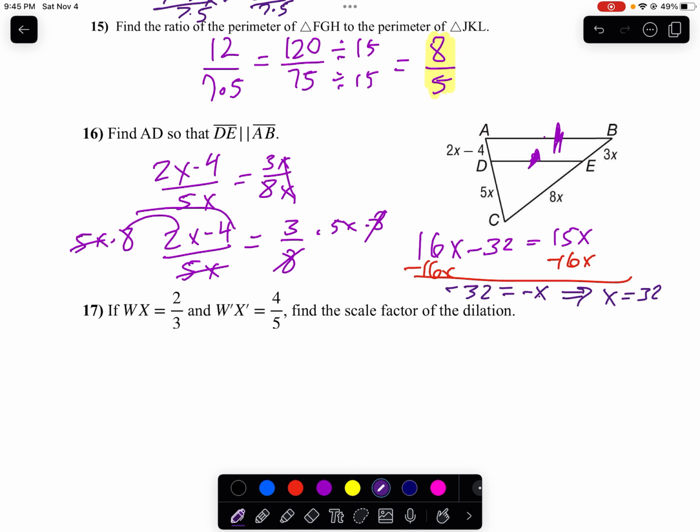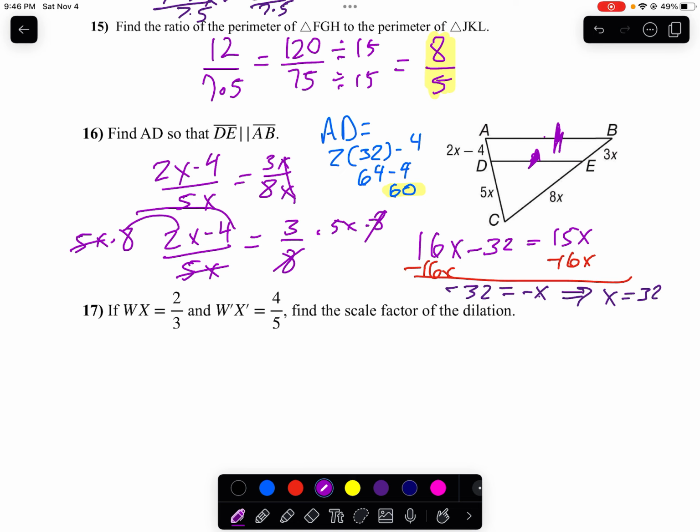Then I want to find A to D. So to find A to D, we're going to replace x with 32. So I'm going to say 2 times 32 minus 4. So 64 minus 4 is 60. And there is your answer for A to D. Now on question number 17, we want to find the scale factor.